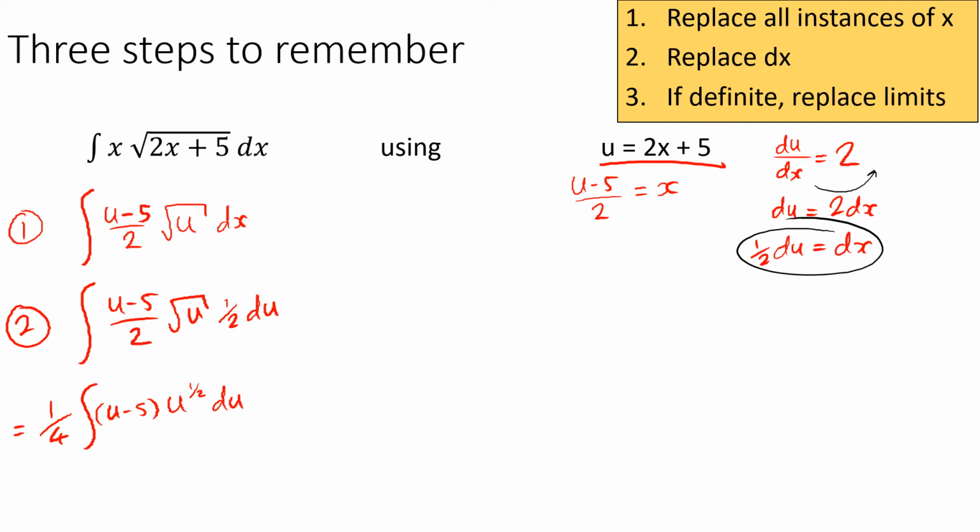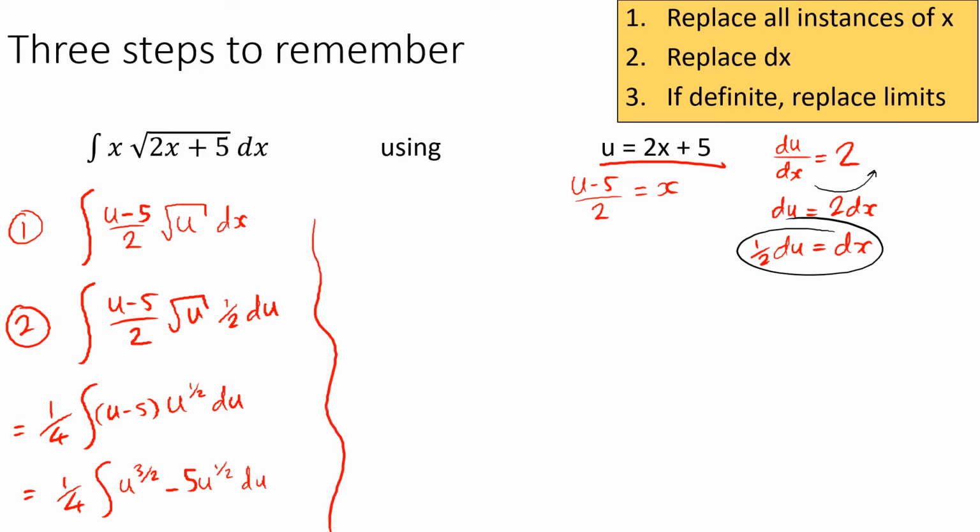So what can we do with that? Well, we still can't really integrate it. We could use by parts, I suppose, but there's no need to. We can just expand out this bracket. So u times u to the half will give us u to the 3 over 2. 5 times that will give you minus 5u to the half. And we finally have something that is fully integratable. It's just powers of u. So let's actually do that.